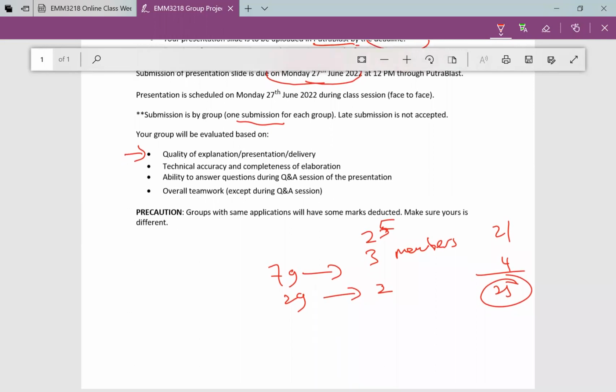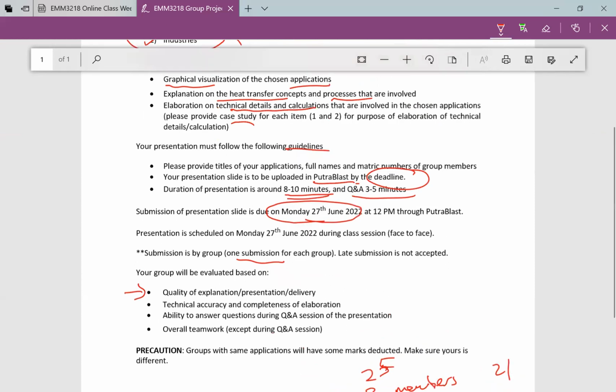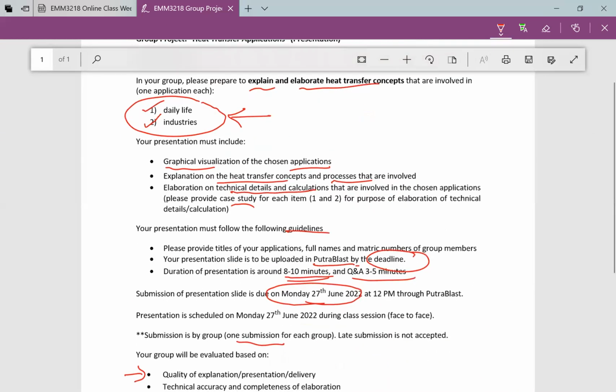I made a point at the end that if you have the same applications between at least two groups, I will deduct some points. That is just to encourage you not to have the same applications as your friends' group. I believe it's easy for you to discuss that, like in your WhatsApp group, about what your group is going to get, so you can do first come first serve, things like that. Any question related to this assignment?